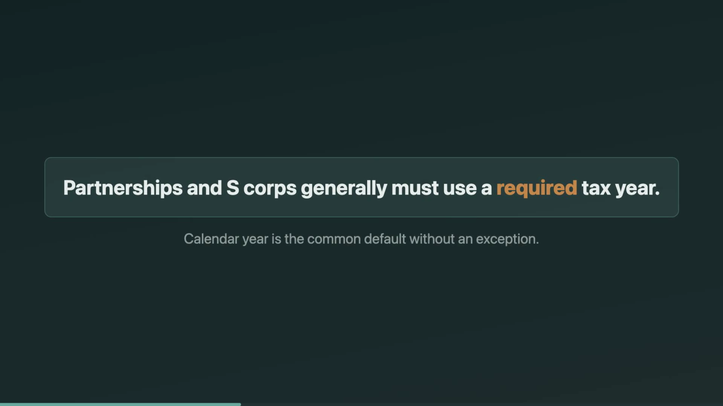On the EA exam, partnerships and S corporations are where tax year rules get picky. They generally must use a required tax year, meaning they often can't just pick whatever year-end they want. The default outcome is usually the calendar year, unless there's a rule that forces a different year, or the entity can prove a real business purpose to use a fiscal year.